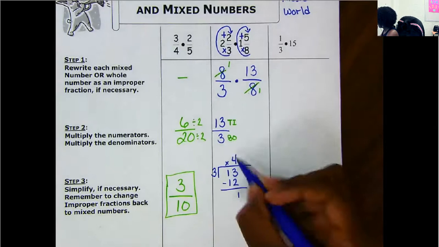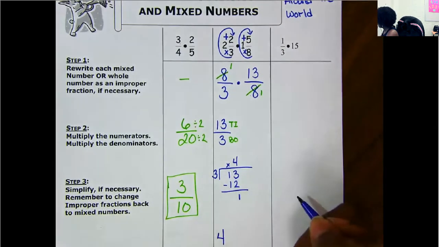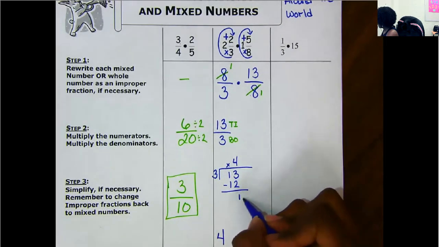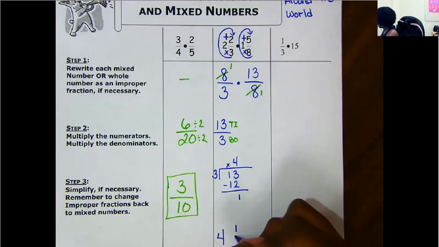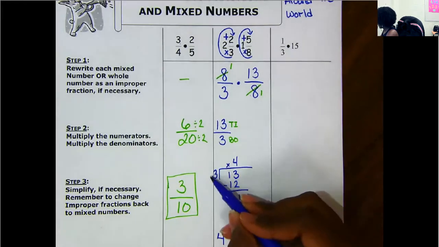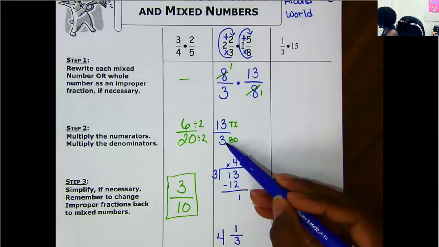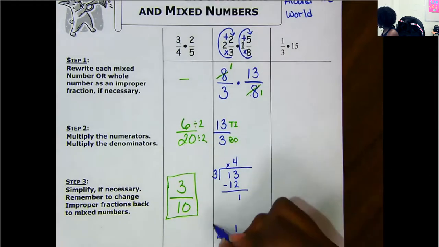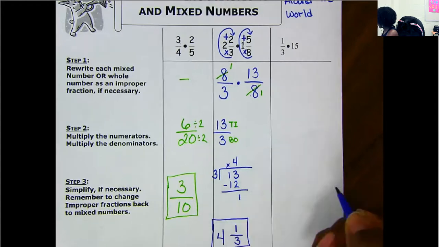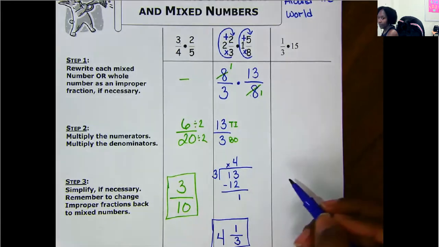My top number will be my whole. This remainder will now be my numerator, and what I divided it by will stay the same, my divisor. And notice it matches this divisor. So 4 1/3 is my final answer. Don't worry, guys, we'll do some more problems to help you make sure how to do this, okay?